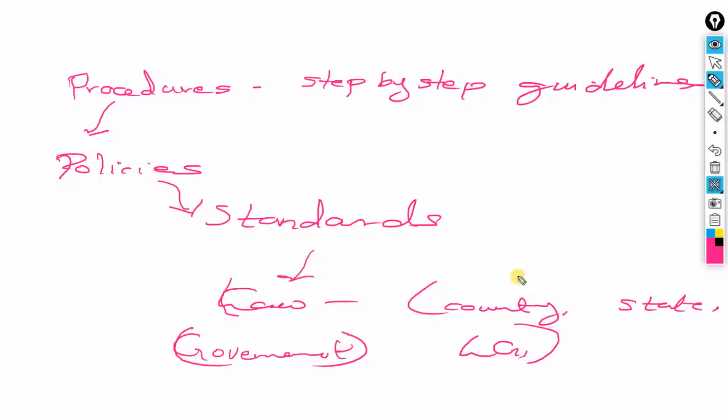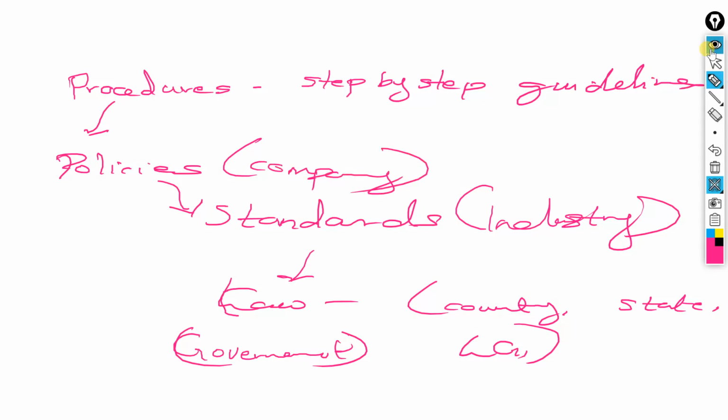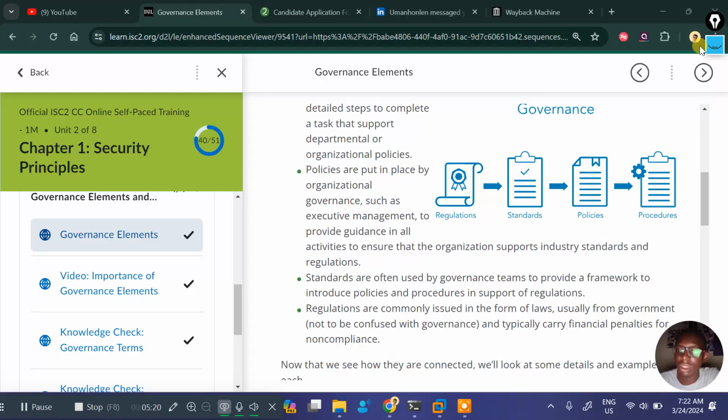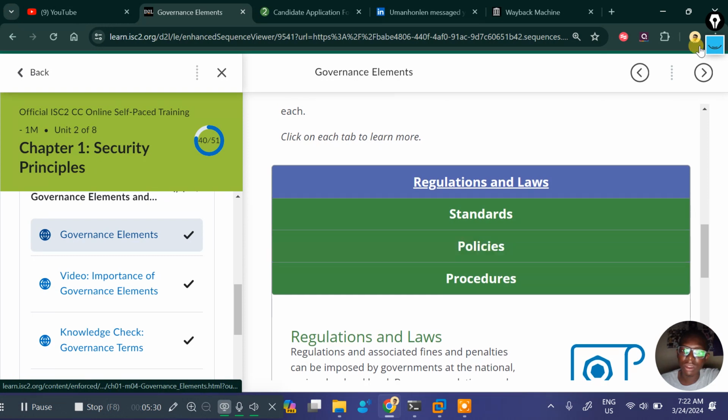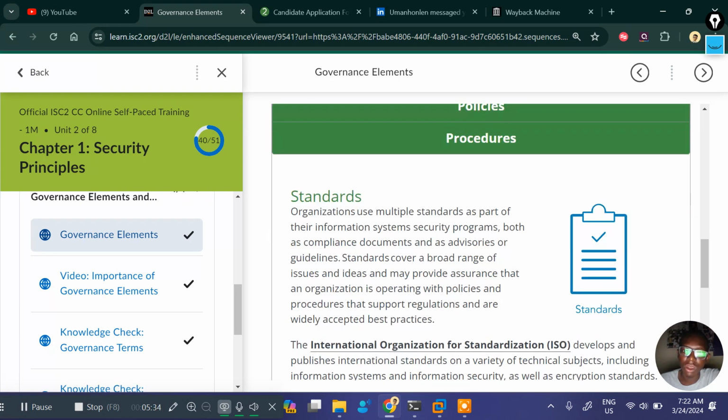That's why you get government law, industry standard, company policy, and procedures. So once you can differentiate between all this, you are done with chapter 4. The test will test you further on it, so you would have enough time to see if you're really ready for it. So we have the tabs in here that you could click to see a little bit more about it.